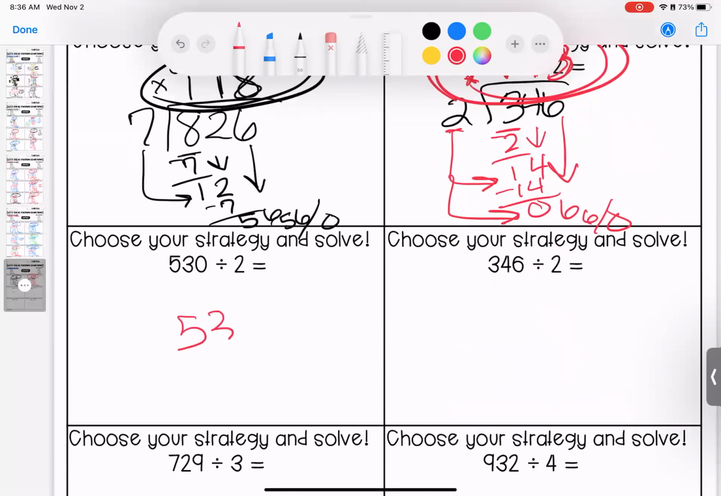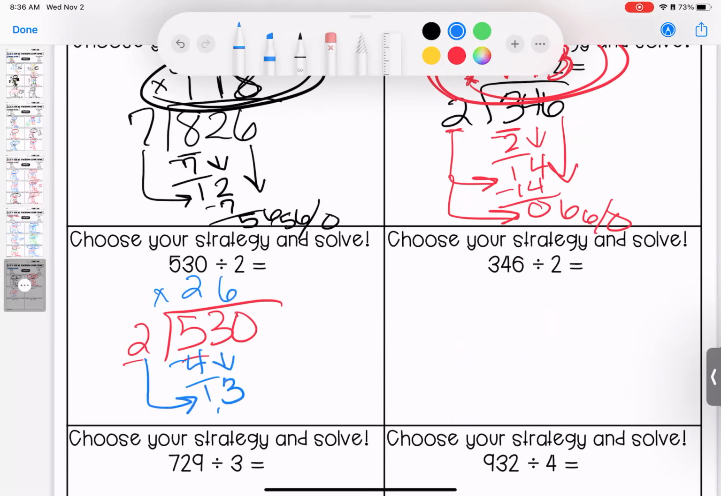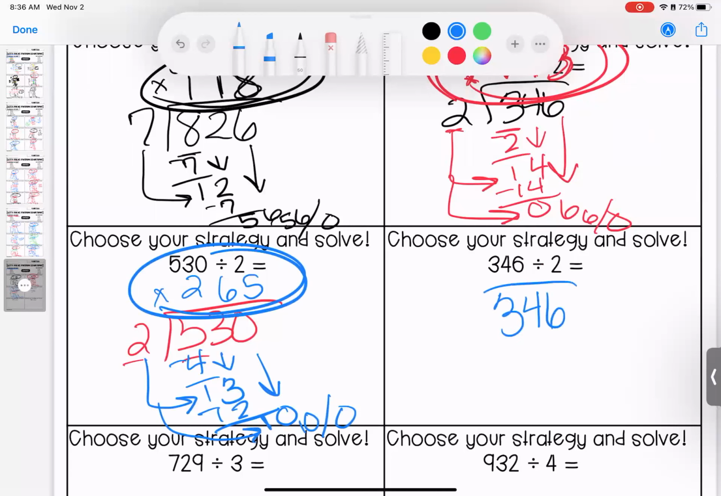2 more in this week's homework. Let's get it, friends. 2 into 530. 2 goes into 5 2 times because 2 times 2 is 4. Subtract 5, take away 4 is 1. Bring down my 3. 2 goes into 13 6 times because 6 times 2 is 12. Subtract 13 take away 12 is 1, bring down my 0. It's all the way over here, but we can do it. 2 goes into 10 5 times. Nothing left. My answer is 265.